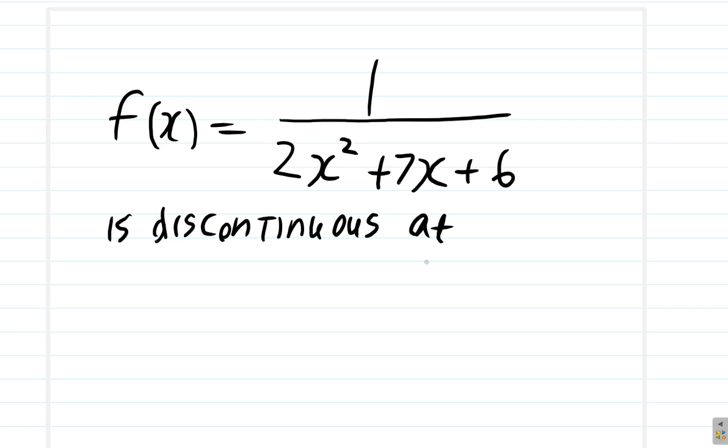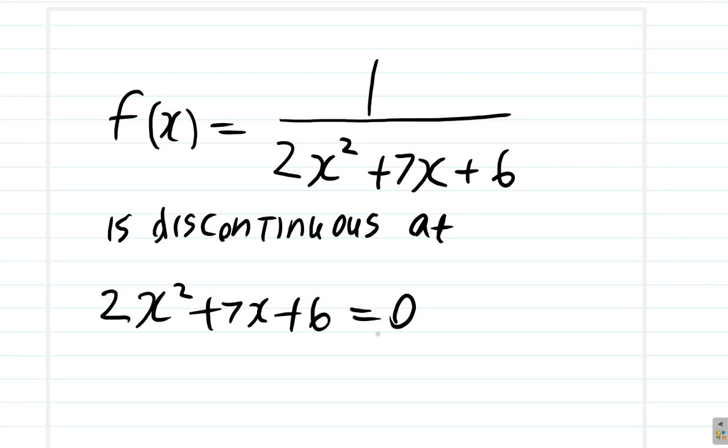Now, what you have to do is find out what value of x will make this function undefined. In other words, what will cause the denominator to be 0? Let's find out. If you have 2x squared plus 7x plus 6 and equate it to 0, what will x be? Obviously, this is a quadratic equation, and we're going to have to solve this.